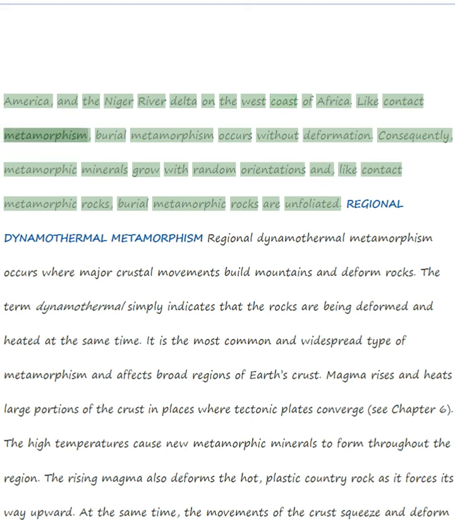Like contact metamorphism, burial metamorphism occurs without deformation. Consequently, metamorphic minerals grow with random orientations and, like contact metamorphic rocks, burial metamorphic rocks are unfoliated.